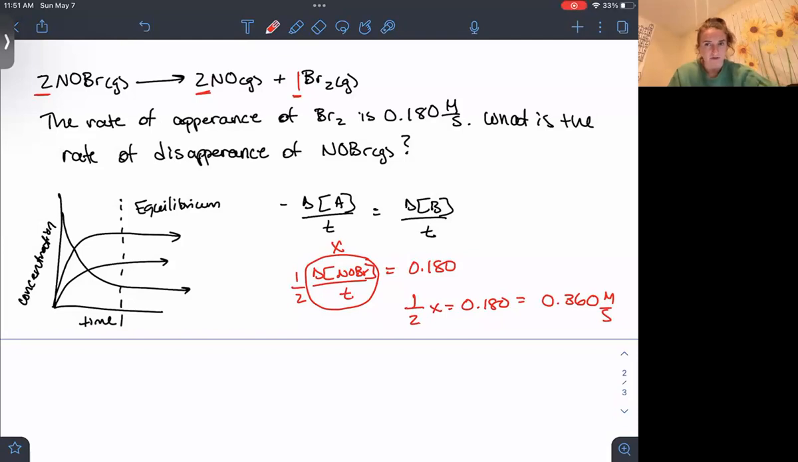What questions do we have about this one? Yep, awesome. So this should also be negative 0.360 molarity over second as your final answer. So the 1/2, yep, it's negative because the reactants are used. Your 1/2 comes from the coefficient in your equation.